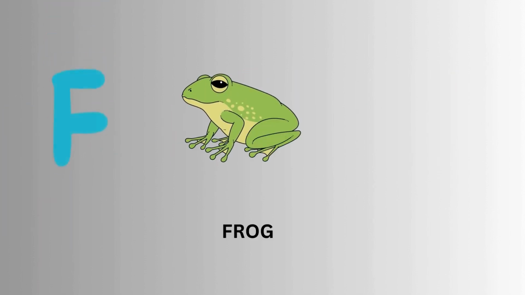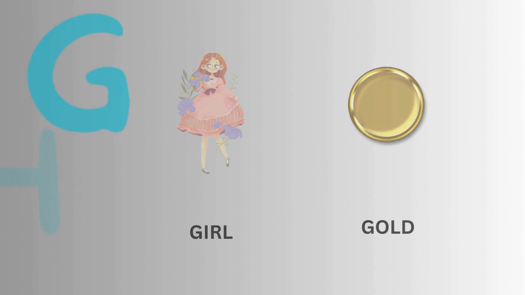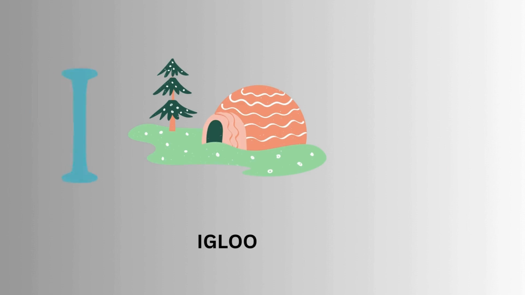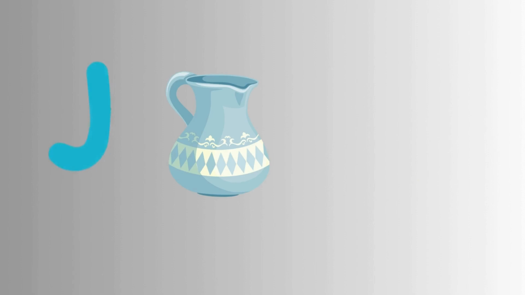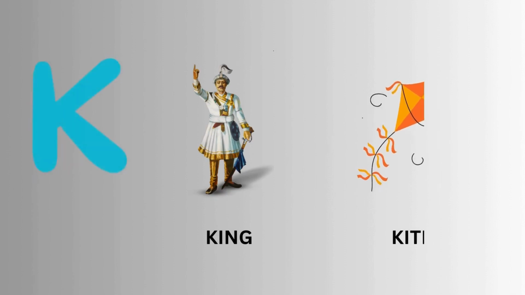F for frog and F for fish. G for gill and G for goal. H for house and H for hill. I for igloo and I for ice cream. J for jug and J for jam. K for king and K for kite.